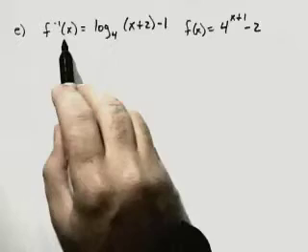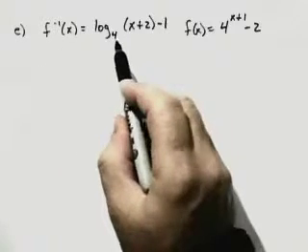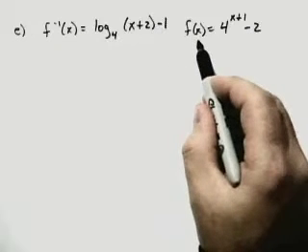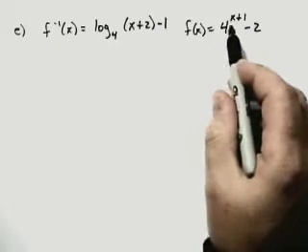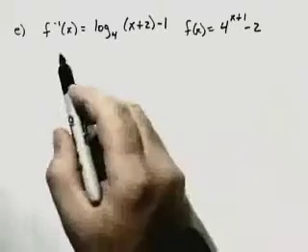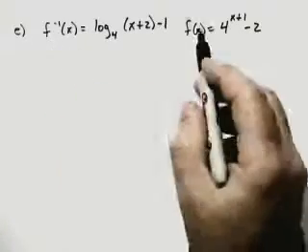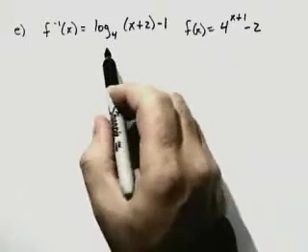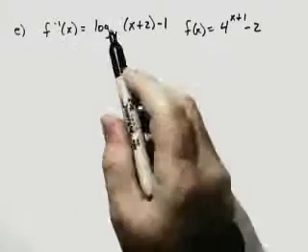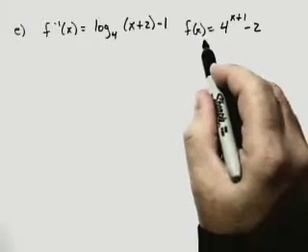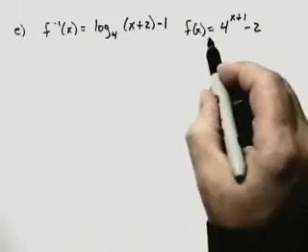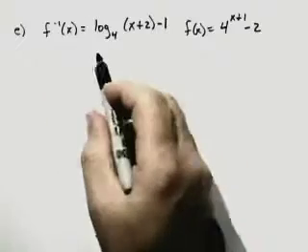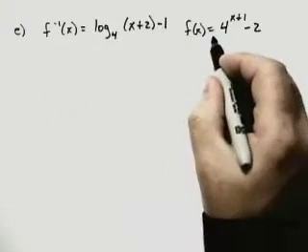We found that the inverse function, f inverse of x, was log base 4 of x plus 2 minus 1. Recall that our original function was the exponential function, f of x equals 4 to the x plus 1 minus 2. We want to use the inverse function to determine the range of our function f. We'll do this by recalling that the domain of our inverse function is equivalent to the range of the function, and vice versa. The domain of our function is equal to the range of the inverse.